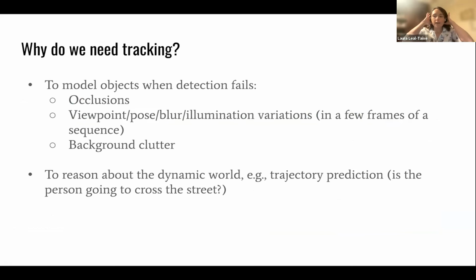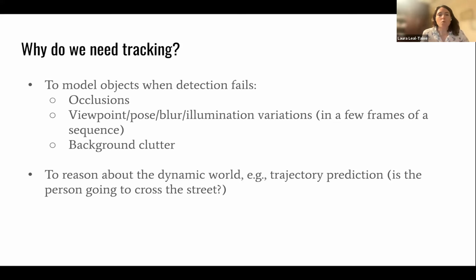Now, one might ask, why do we actually need tracking, right? The first question, especially coming from detection people, is why do we need tracking when we have detection? It turns out that at some point, detection is going to fail. One failure mode is an obvious one, where the object is occluded. But there are also other failure modes, which include viewpoint variations, pose variations, blurring, and illumination variations, that allow you to detect the object only in a few frames of the video. And you can also have, for example, background clutter.